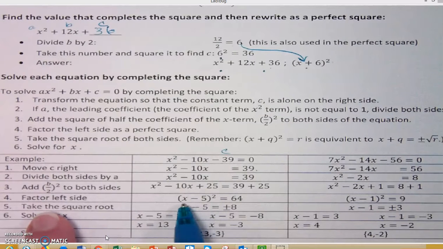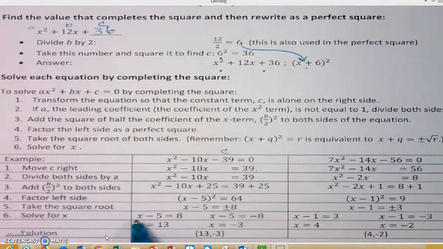So let's go back here. The square root of x minus 5 squared is x minus 5. The square root of 64 is plus or minus 8. So now we can solve. Either x minus 5 equals 8 or x minus 5 equals negative 8. Solve, add 5 to both sides, and I get x equals 13. When I add 5 to both sides here, I get x equals negative 3. So my solution set is 13 and negative 3.